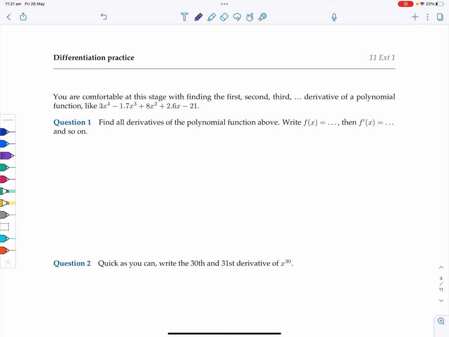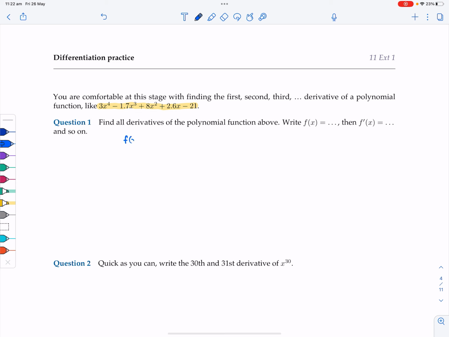Carrying on with the next handout that was done in class, so differentiation practice. All right, preamble. You're comfortable at this stage with finding the first, second and third derivative. I know I didn't discuss those, so I will, of a polynomial function like this, right? So we're comfortable with how to do differentiation on that. So question 1, find all the derivatives of the function above.